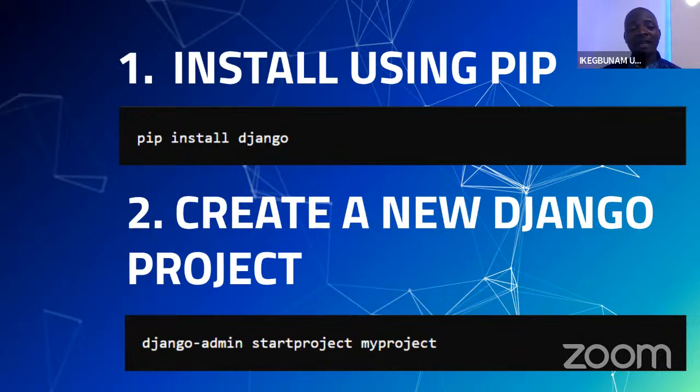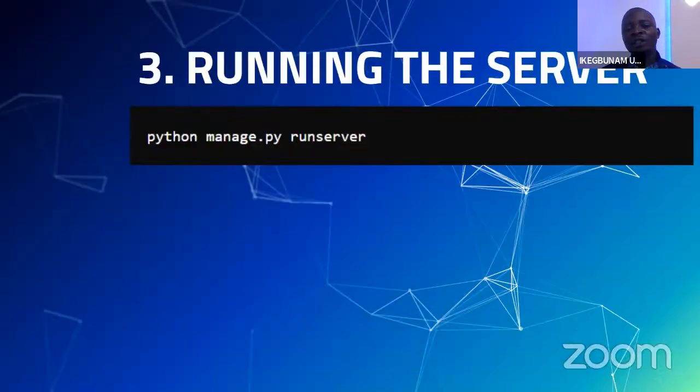After installing Django, you have to create a new Django project. To create a new Django project, you use this command: django-admin startproject, then the name of your project. After which you run the server to test your project, I mean your application, and see if it's working.